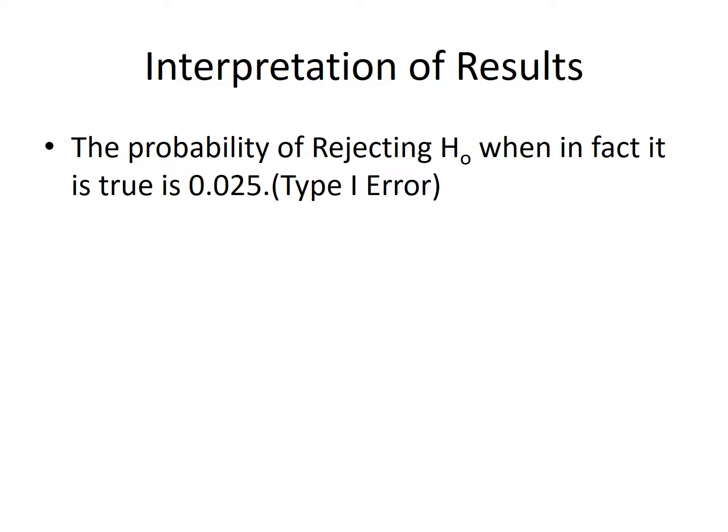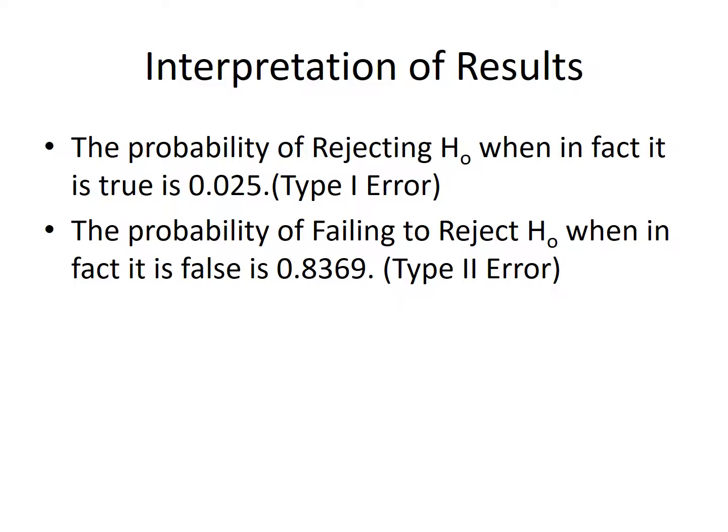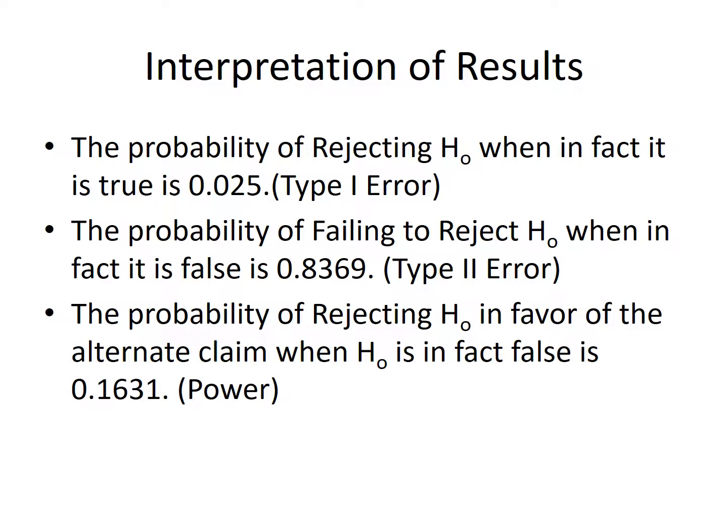So let's interpret these results. The probability of rejecting the null hypothesis when it is in fact true is 0.025. That is a type 1 error. The probability of failing to reject H0 when it is in fact false is 0.8369. This is a type 2 error. And the probability of rejecting H0 in favor of the alternate claim when H0 is in fact false is 0.1631. That is the power of the test.